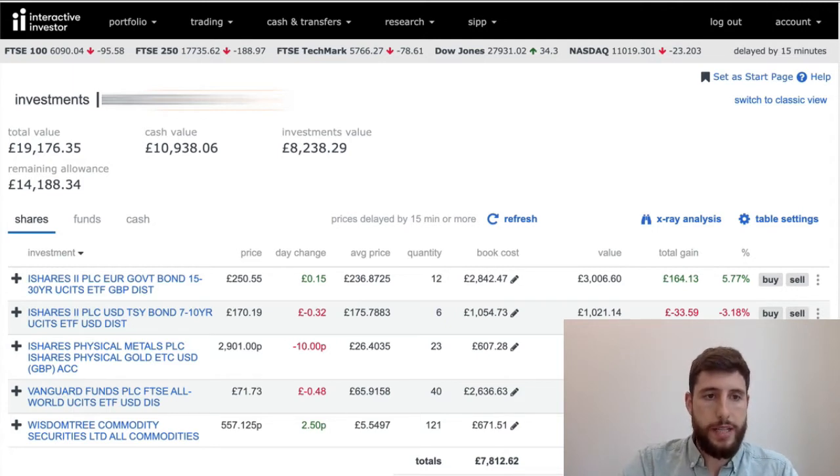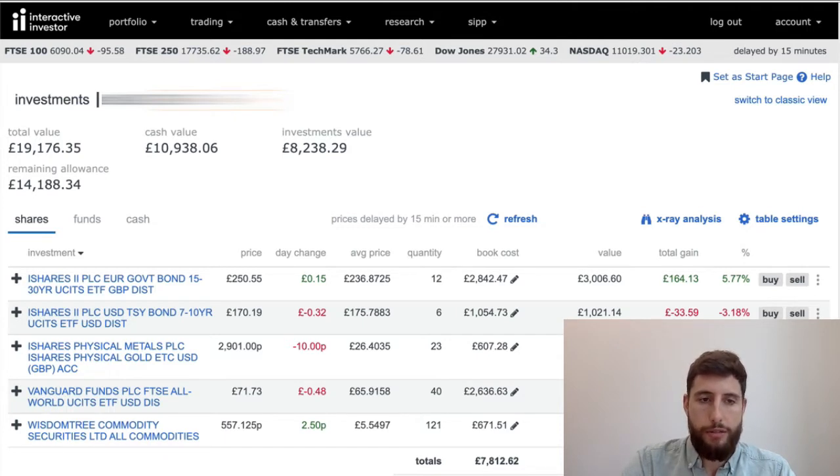So again, this makes sense. Total value is £19,176. £10,938 is in cash, and the remaining £8,238 is invested in specific investments. And that makes sense because down here, the value column, okay, for all of our investments adds up to £8,238. So great, that makes sense to us.